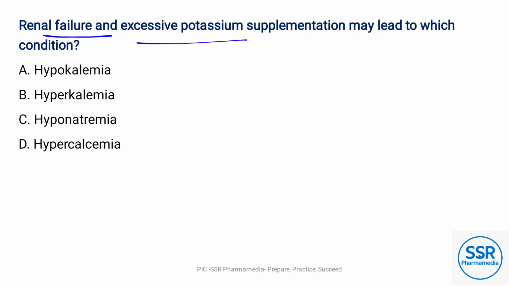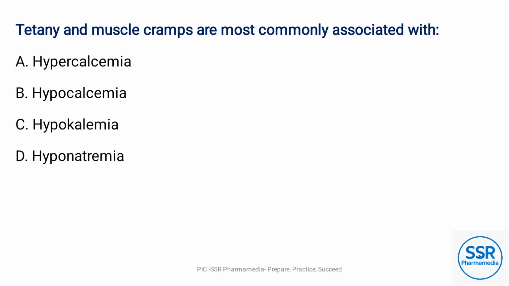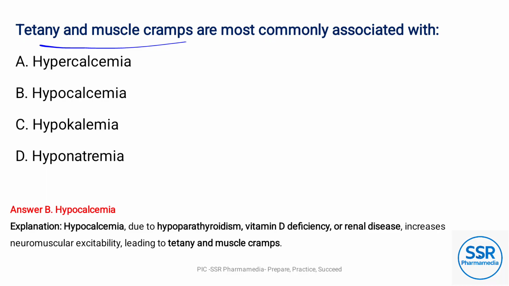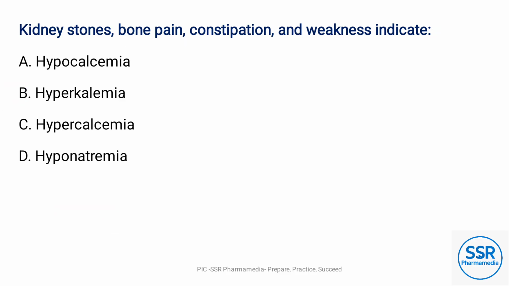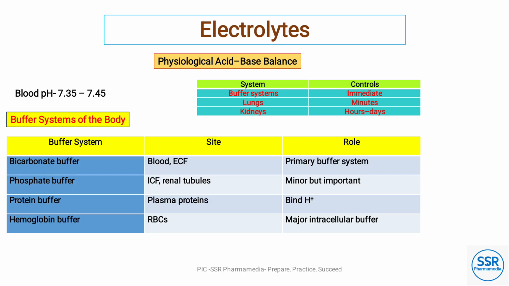Renal failure and excessive potassium supplementation may lead to which condition? Option B, hyperkalemia. Tetany and muscle cramps are most commonly associated with option B, hypocalcemia. Kidney stones, bone pain, constipation and weakness indicate option C, hypercalcemia.